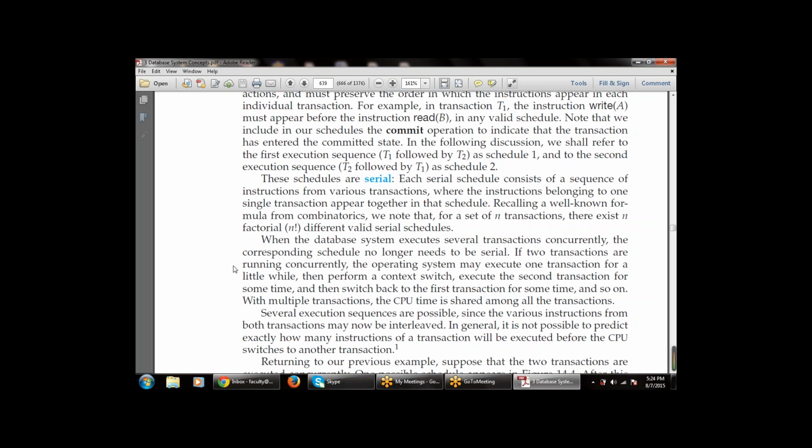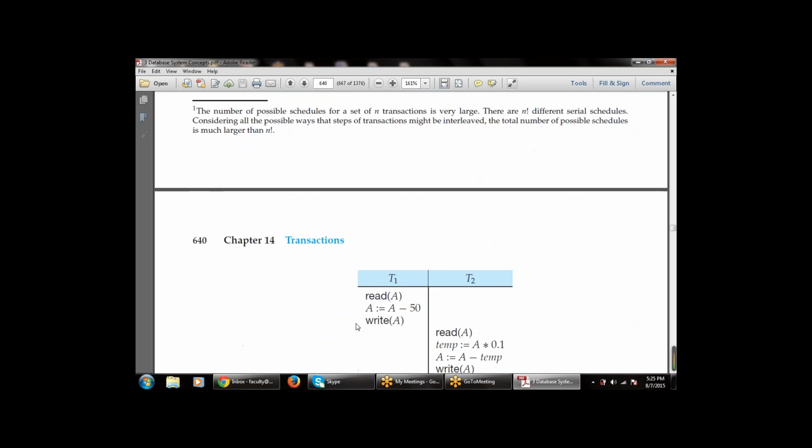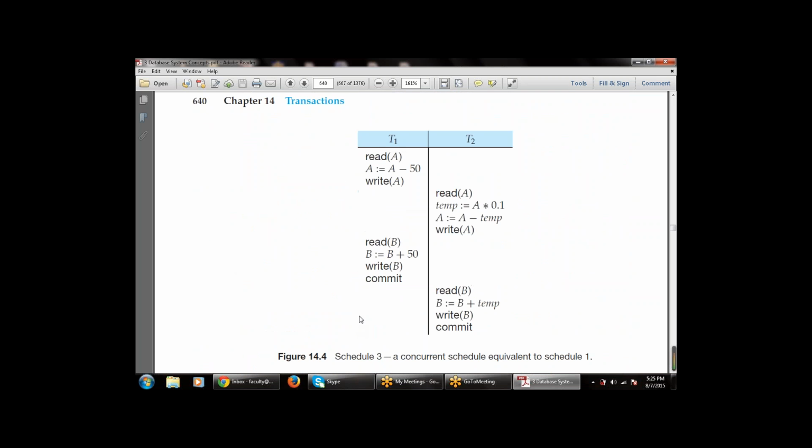The next point says several execution sequences are possible, since the various instructions from both transactions are interleaved, and the final state may end up inconsistent. There is also control provided by the concurrency control component of the database system. So first there will be a T1, then a T2, after T2 a T1, then again T2.